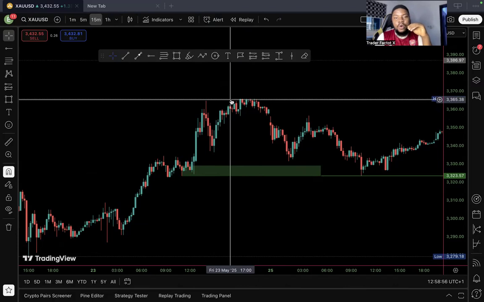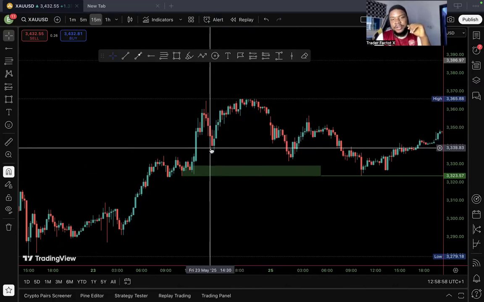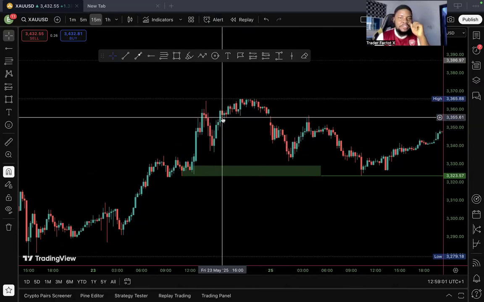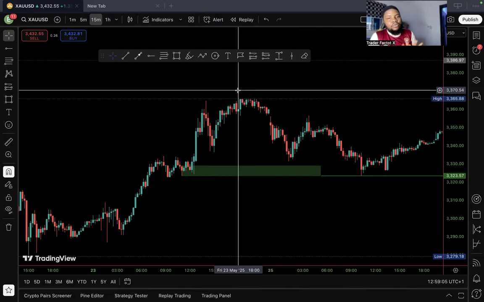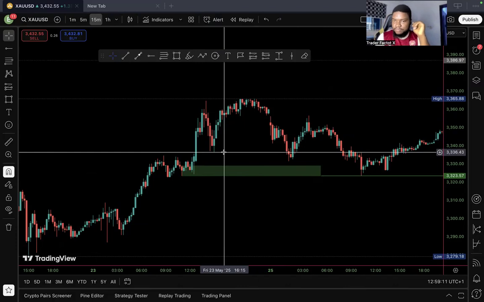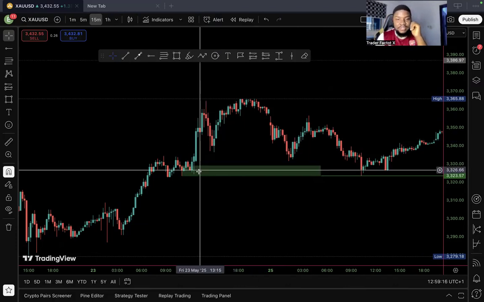And the reason I would not be buying from all these areas is because there's no new high. And the reason there's no new high is because the market failed to close above this level here. I'm not buying from this level. I'll be looking to buy from this level.